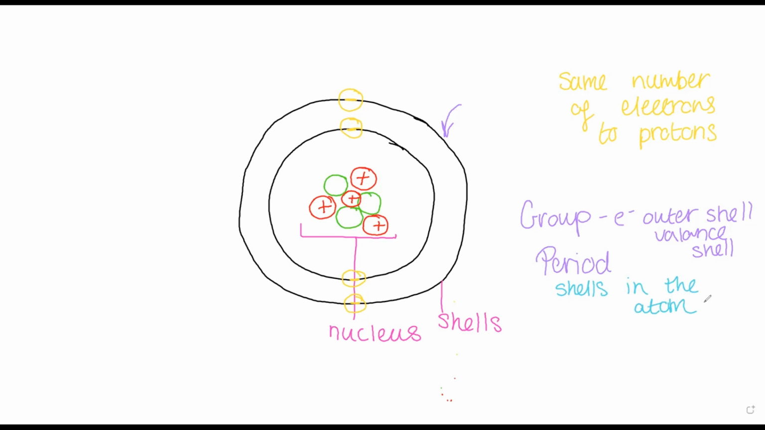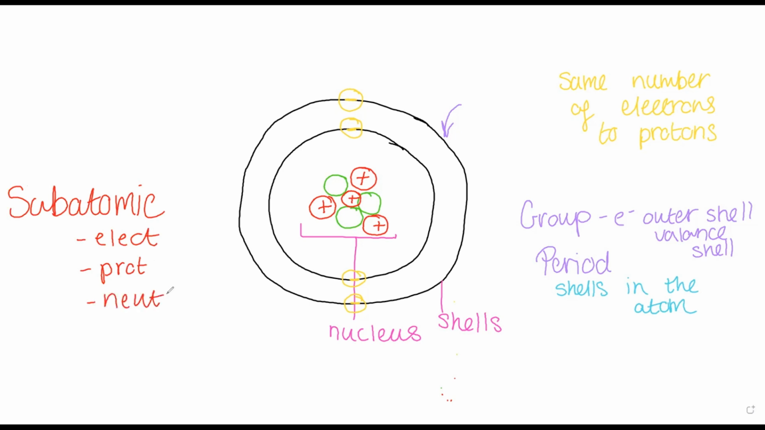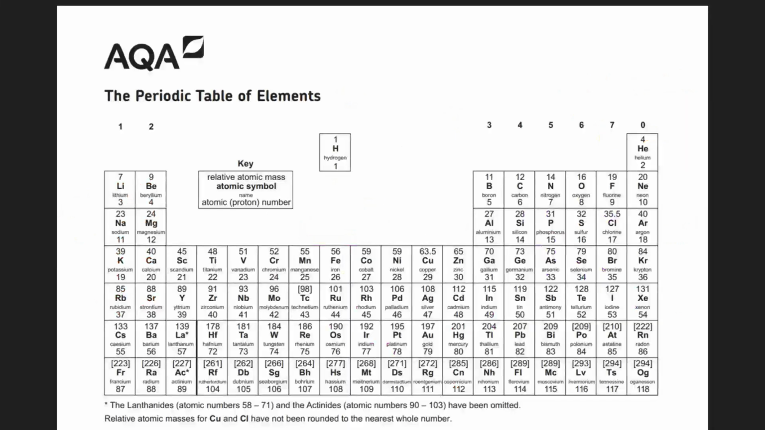Now, you may see that sometimes in exam questions, they will refer to the subatomic particles of an atom, and they will ask you to describe an atom in terms of its subatomic particles. When they're asking you about that, they're asking you about the amount of electrons, the amount of protons, and the amount of neutrons in that atom. Okay, let's go back to our periodic table. So this is our periodic table. This is one taken from the AQA exam. So this is one of the inserts that they would give to you.